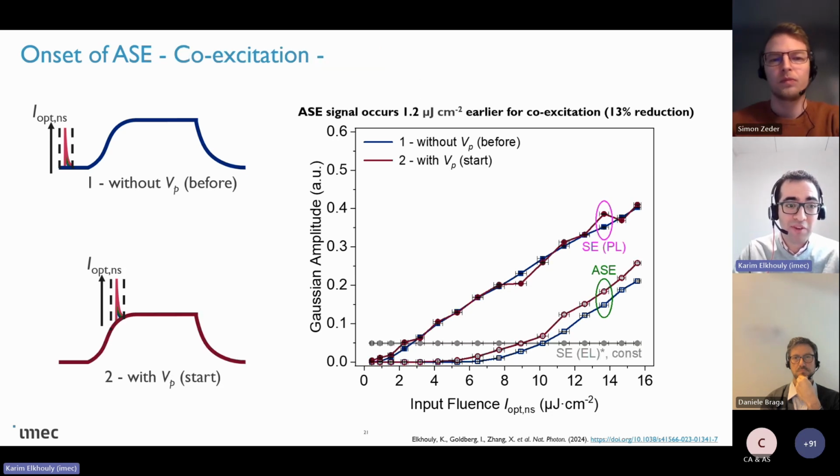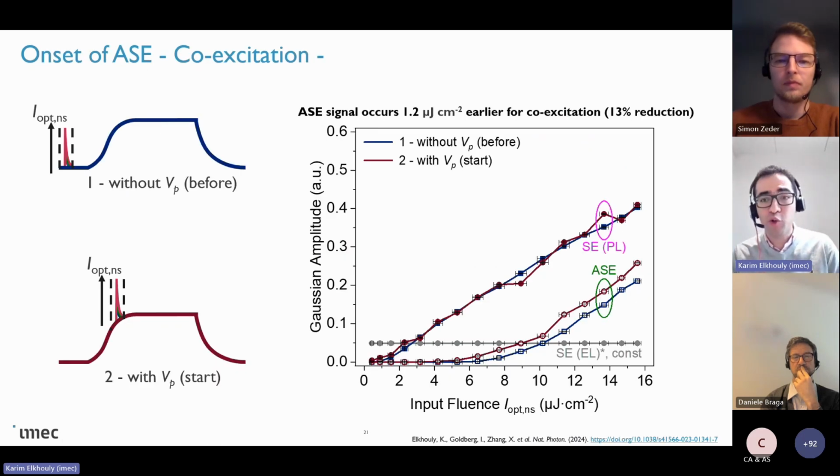However, when you repeat the same fits and process when there is an overlap, you see something very interesting. First, you see that spontaneous emission is not affected. You get more or less exactly the same spontaneous emission from PL. However, the ASE curve is systematically shifted to lower values. And this shows that the electrical pulse systematically leads to a reduction in the threshold. If we try to quantify, we see the shift is around 1.2 microjoules. So we are talking about a 13% contribution.